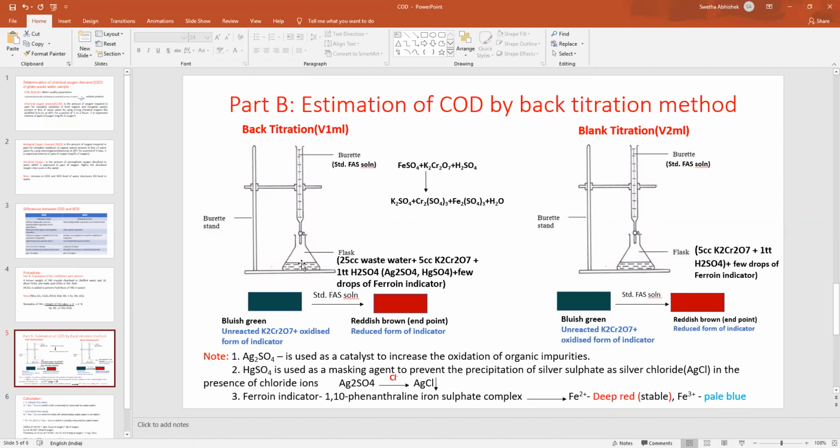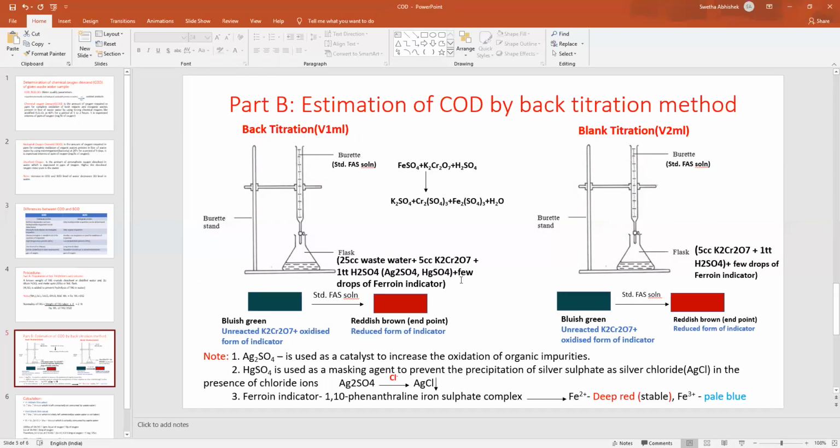Then what should be taken in the conical flask? Of course, our test solution. Which is the test solution here? Wastewater. So pipette out 25 cc of wastewater, followed by the addition of 5 cc of K2Cr2O7, 1 test tube of sulfuric acid, along with silver sulfate and mercuric sulfate. So in the conical flask, 25 cc of wastewater, which consists of an unknown concentration of impurities, to which you should add 5 cc of potassium dichromate and 1 test tube of sulfuric acid. Along with sulfuric acid, you are adding silver sulfate and mercuric sulfate. These are the reagents you are going to add to this solution.